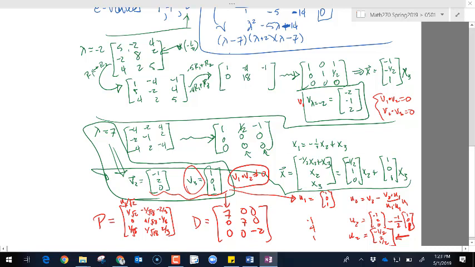Then that would be it. Wow, that was rough. But now P is actually an orthonormal matrix. It has orthogonal and unit length column vectors. That was a pretty tough first problem to do.